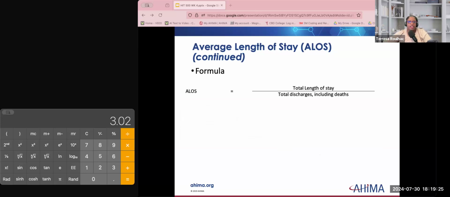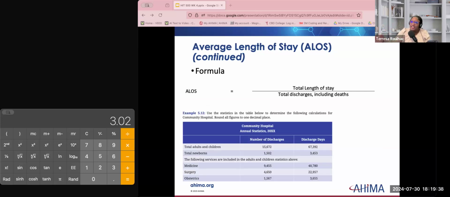We get into our calculation, where you're trying to calculate the average length of stay for adults and children patients. Keep in mind, newborns are still done separately for now. You're going to get some charts again, right? And you're using the statistics in the table below to determine the following calculations for community hospital, and you're rounding all figures to one decimal place. Make sure we're looking at these last portions of the instructions. So we know that no matter what the whole number is, even if it's 10, we're going to put 10.0.